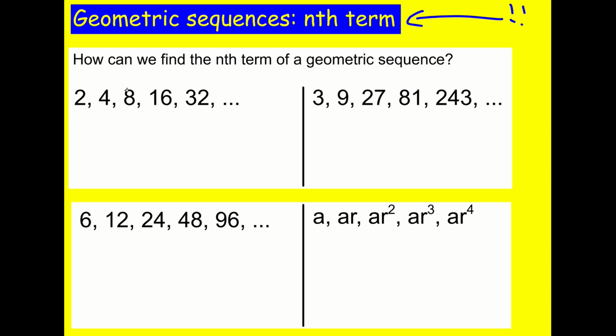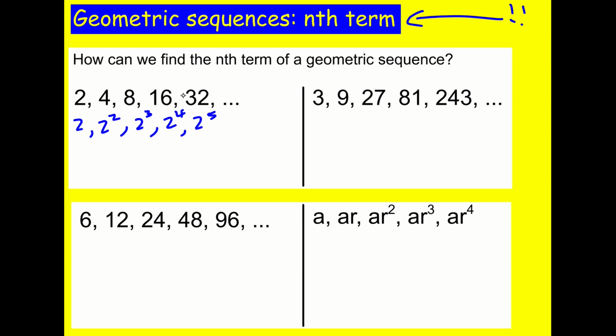Right, so let's look at 2, 4, 8, 16, 32. How can we get the nth term? Well, if we write it slightly differently, first of all, we recognize we're timesing by 2 every time. That essentially means we've got powers of 2. So we could rewrite the sequence as 2, then 2 squared, and then 2 cubed. That's for the third term. The fourth term is 2 to the 4. The fifth term is 2 to the 5.